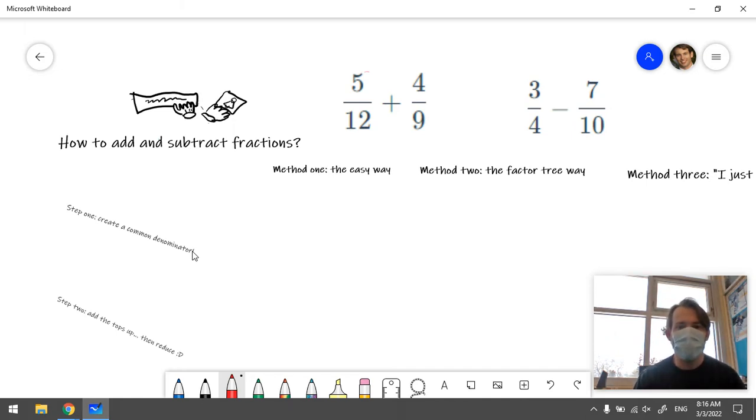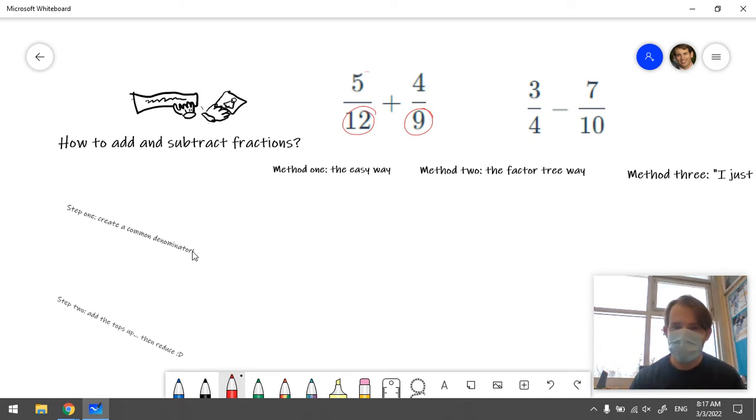So numerator, denominator. We need a common denominator. We need these two numbers to be the same when we're adding or subtracting fractions. Did we need a common denominator when we multiplied or divided? No, we just did top times top over bottom times bottom when we multiply. It's much more straightforward to multiply fractions than it is to add and subtract them.